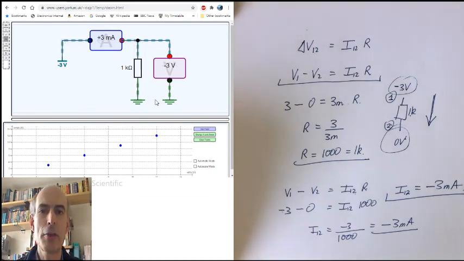Right. I think that's all I wanted to say this time. Next time, we'll move on and have a look at the first of Kirchhoff's laws.